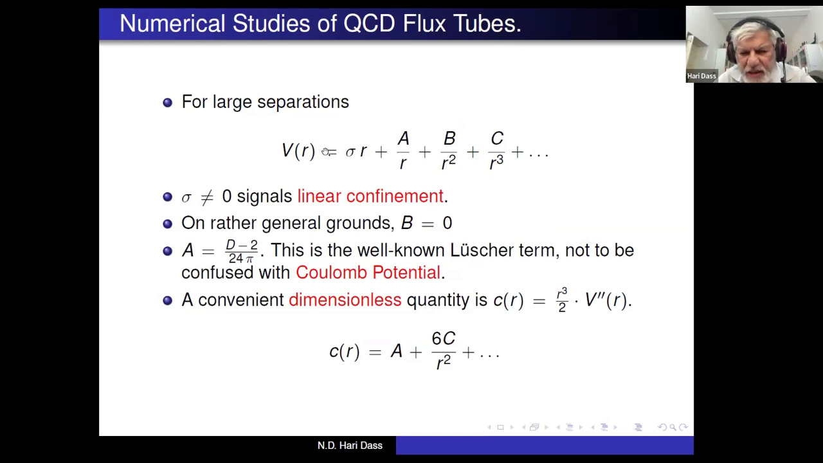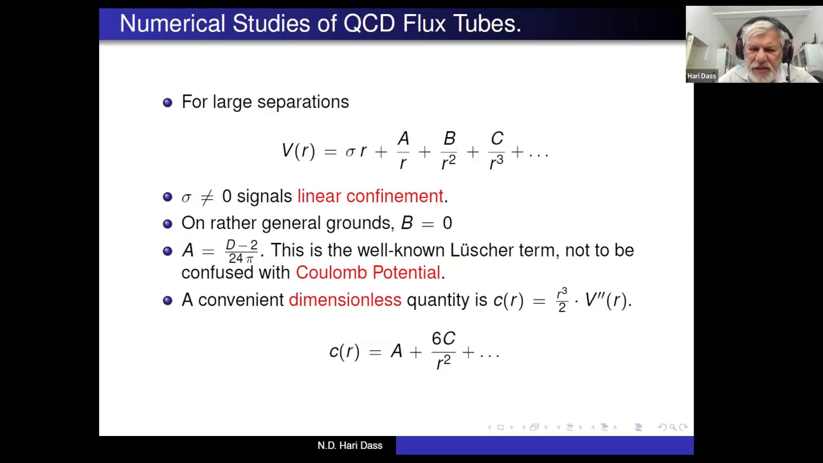On rather general grounds, which I cannot go into, called the open string, closed string duality, you can show, or Lüscher and Weisz showed, that the coefficient B is exactly 0. A has the value (d minus 2) over 24 pi, irrespective of the gauge group. It's completely universal, depends only on the dimension of space-time, and it is called the Lüscher term. It should not be confused with the Coulomb potential, even though it goes as 1 over r, because the realm of validity for this is large distances, unlike the Coulomb potential, which dominates at short distance.